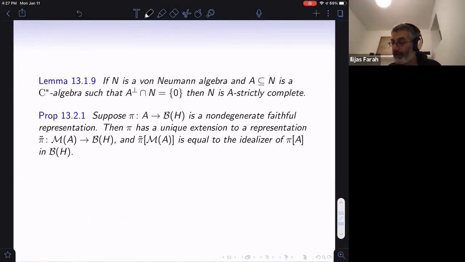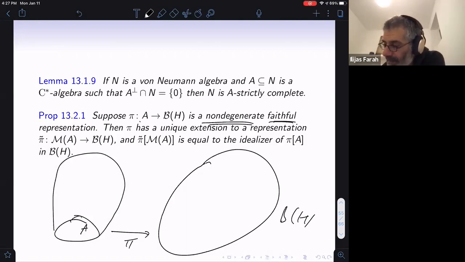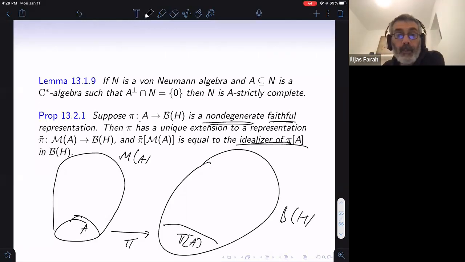Okay, and here is one more proposition. I think I'll just prove this and stay Cauchy and then I'll stop. So suppose that you have a non-degenerate faithful representation, right? Faithful means trivial kernel, non-degenerate means the annihilator is trivial. Here's A, P, and here is B of H. Then this P has a unique extension to a representation of the multiplier algebra. So here is M of A sitting on top of A. So here is the image of A. So the image of the multiplier algebra is exactly equal to the idealizer of P of A. Proof of this, once you parse the statement, is basically a triviality.